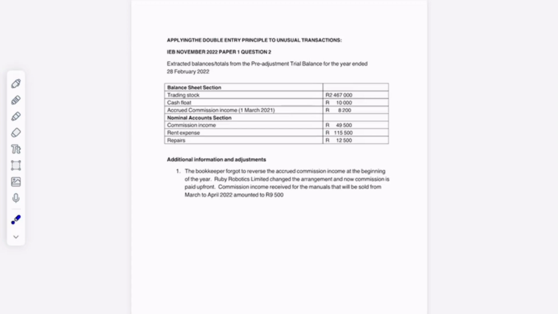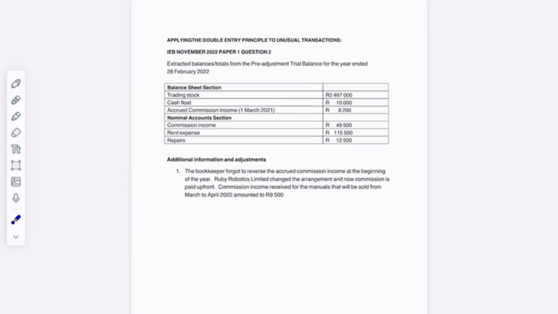Debits equal credits. The transactions that we're going to work through in this tutorial I've taken from the IB November 2022 Paper 1 Question 2. There were not one but three of these unusual transactions in this question. In my teaching experience, I have found that the learners get most of the entry correct, but they don't apply the double entry principle, and so the entry is never completed. And it's usually that last transaction or that last account that is left off, and that is the one that gets the marks. So let's get started.